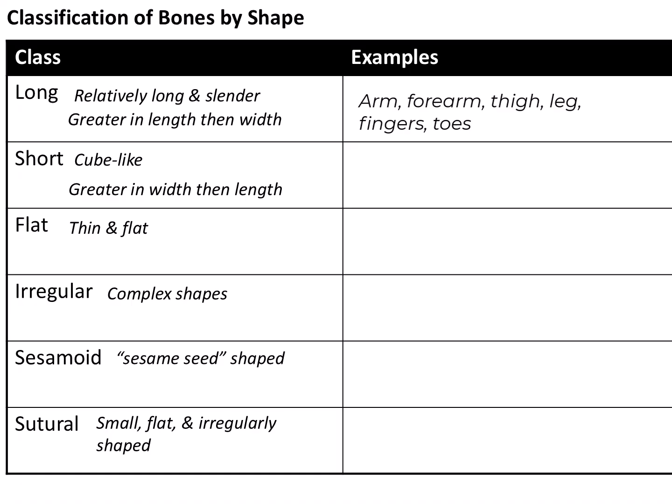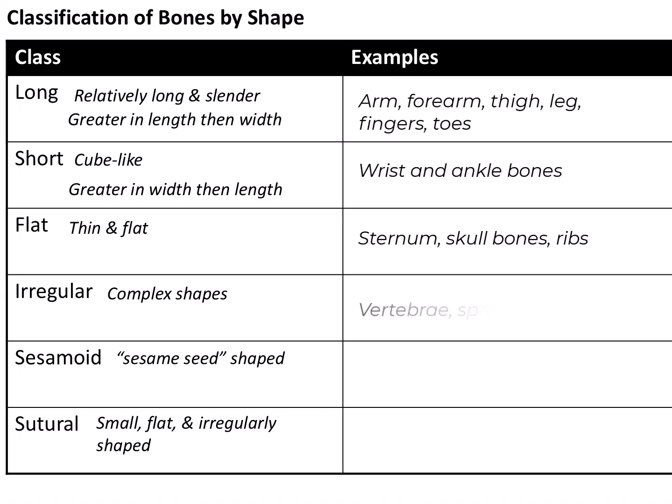Short bones are cube-like. They have a greater width than length. Examples include those found in the wrist and ankles. Flat bones are thin and flat, just like the name suggests. Examples include the sternum, skull bones, and ribs. Irregular bones have very complex shapes. Examples include the vertebrae, the sphenoid bone, and the hip bone.